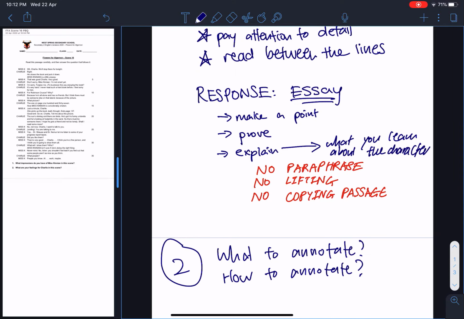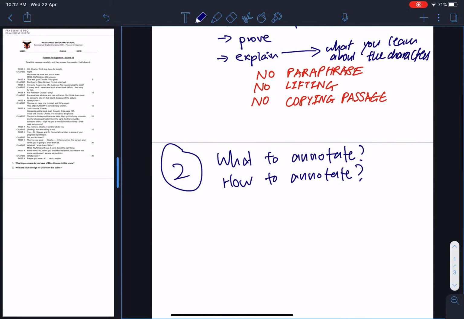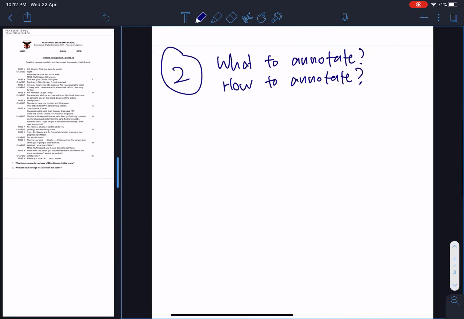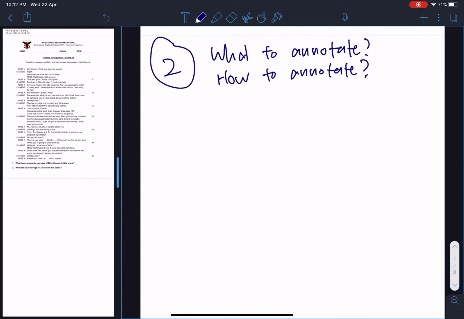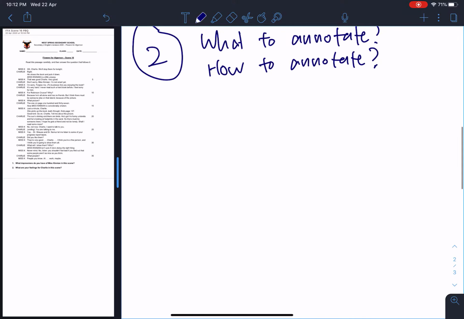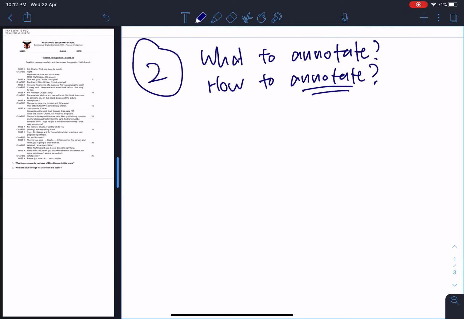So we do this through this process of annotation. And here comes the big question. What do I annotate, Mr. Low? How am I supposed to annotate? Annotate means to take note of important information.